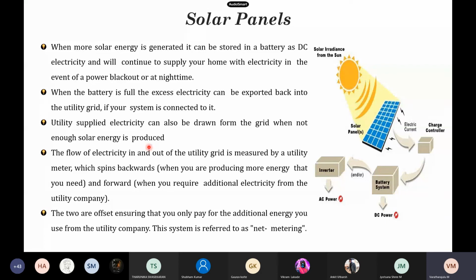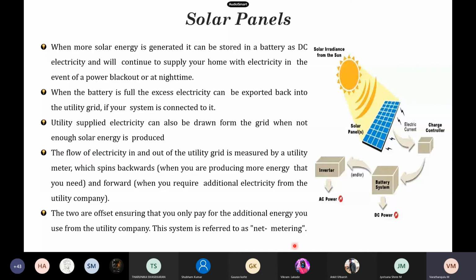This is called net metering. The two are offset, ensuring that you only pay for the additional energy you use from the utility company. This system is referred to as net metering. When we are using excess energy, we need to pay. When we are giving the power, they have to pay us for giving the power. This is called net metering.